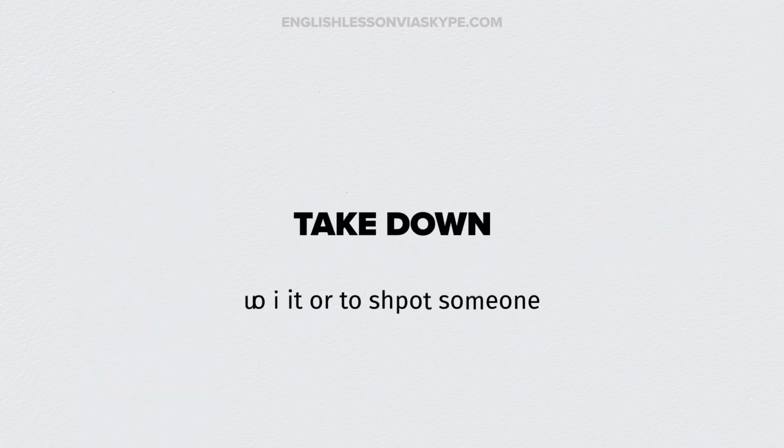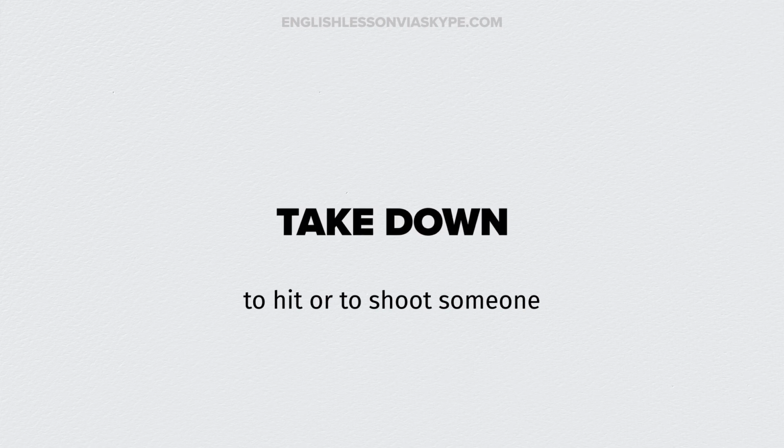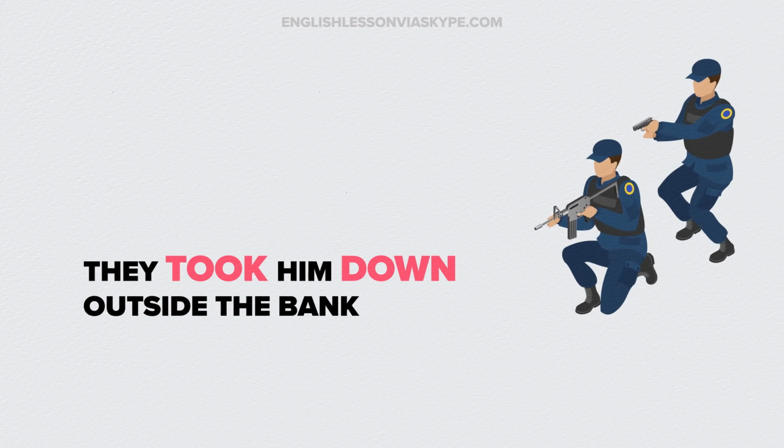And the second meaning to take down is to hit or to shoot someone. So often you see reports of police incidents, and the police took the suspect down with a hail of bullets. So the police had surrounded the suspect who had broken into the bank and had shot a few people, and they took him down outside the bank because he refused to surrender. So they hit him or they shot him to take him down.